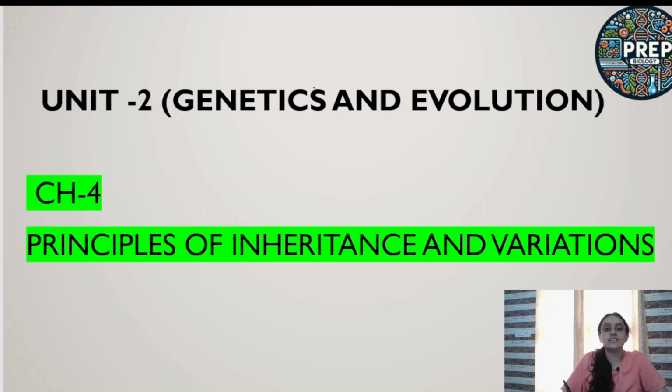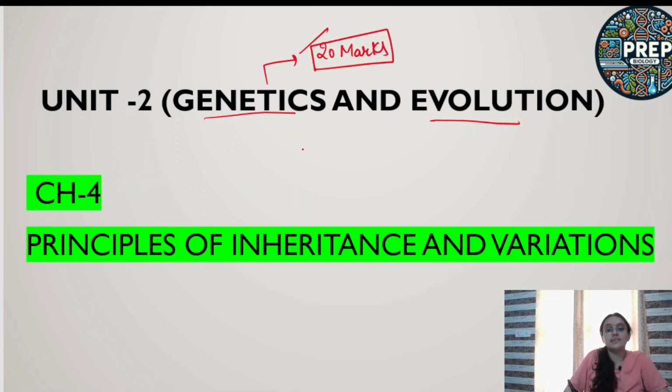So today in this lecture we are going to discuss the most important topic of this unit, that is Mendel's experiment. If you see the class 12th biology, you have unit 2, that is genetics and evolution. The weightage of this particular unit in your 12th board exams is 20 marks. So this is a very important unit from the board exam point of view.